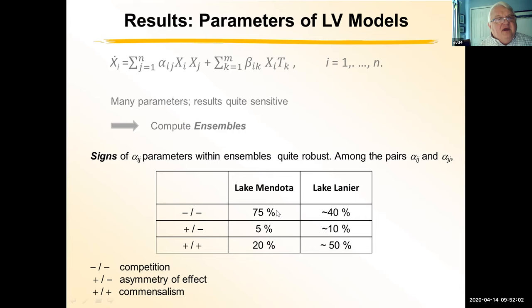And so here we see real differences. The competition in Lake Mendota is much, much higher. About 75% are in this minus-minus competition realm, whereas in Lake Lanier, it's only about 40%. Whereas in the south, they play nice. So there's commensalism about 50%. Lake Mendota is only 20%.